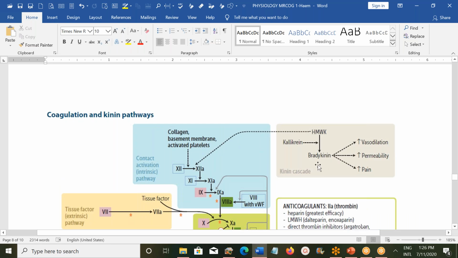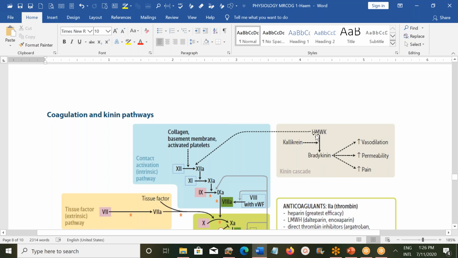Now, bradykinin. This is a high molecular weight kininogen. By the presence of kallikrein, it will change into bradykinin. So all of this is also activated. This kinin cascade is also activated whenever there is injury. When this bradykinin is present, it has three functions in the body. It will increase vasodilation. It will increase permeability, so more tissue fluid will come out, and it will produce pain. So all of these are features of what? They are features of the acute phase inflammatory reaction.